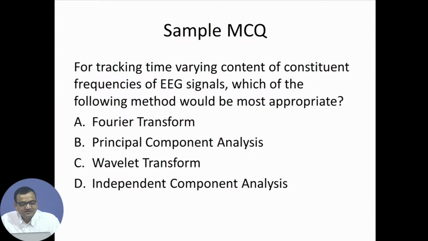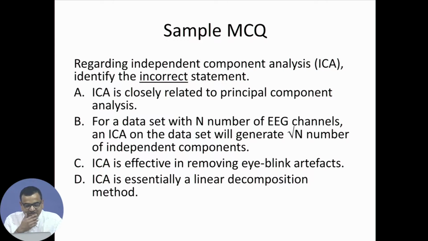Okay, some little bit later lectures. Suppose you want to, okay, it's very easy now. This is for tracking time varying content of constituent frequency of EEG signals. So this is primarily to check whether you are asleep in the lecture or not, because this is so straightforward. Which of the following method would be most appropriate? Fourier transform, principal component, wavelet transform, or independent component? C, wavelet. Anyone has any other ideas there? To be honest, even if you're just present for a few minutes in that particular lecture, you can answer that in a fraction of a second.